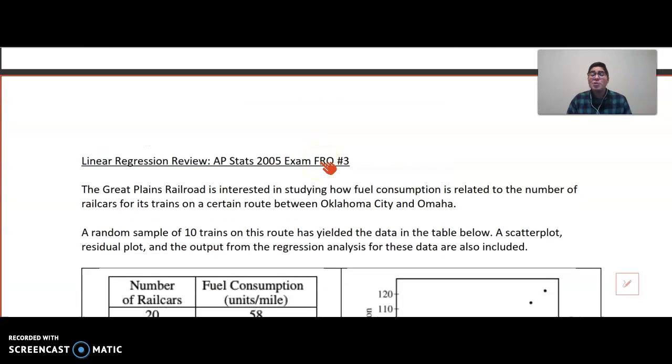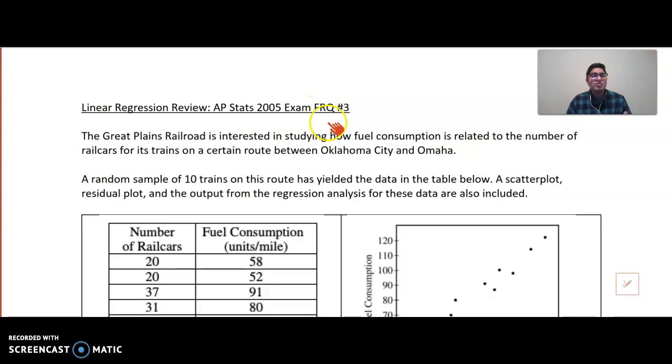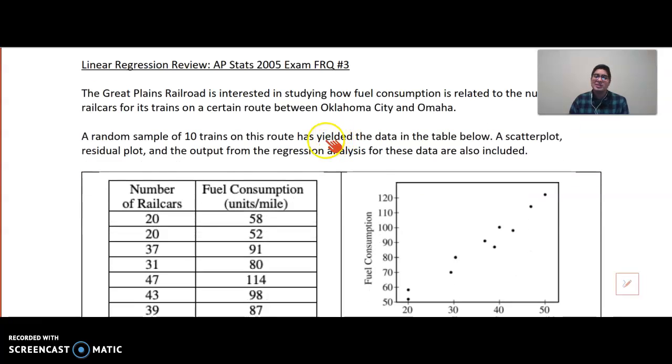Now, let's go back to Unit 2 first and make sure we review a few concepts here. So I'm going to use the AP Statistics exam FRQ number 5 from the 2005 release year. And it says the Great Plains Railroad is interested in studying how fuel consumption is related to the number of rail cars for its trains on a certain route between OKC and Omaha. A random sample of 10 trains on this route has yielded the data in the table below. A scatter plot, a residual plot, and the output from the regression analysis for these data are also included.